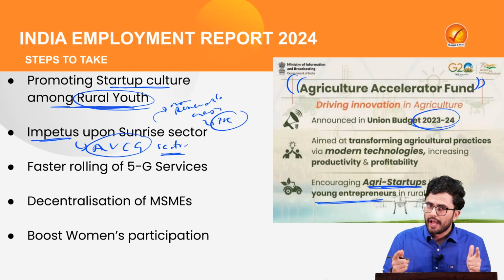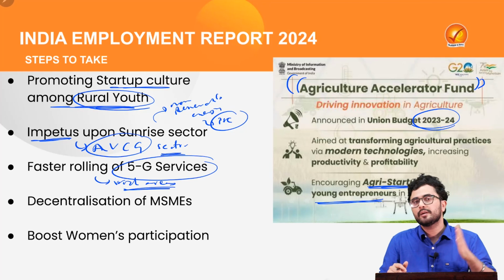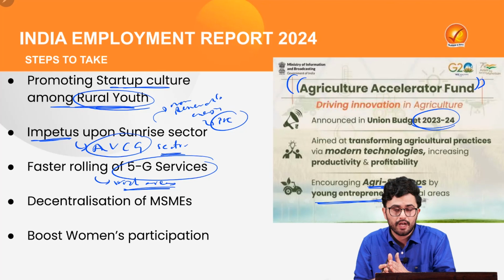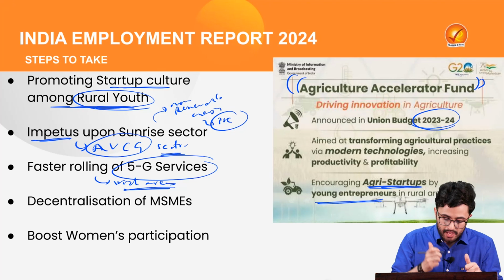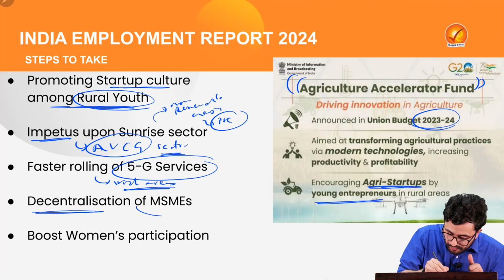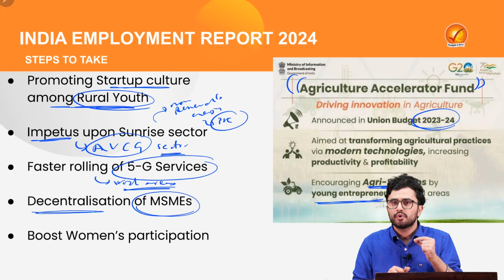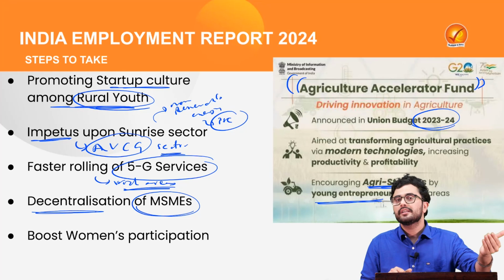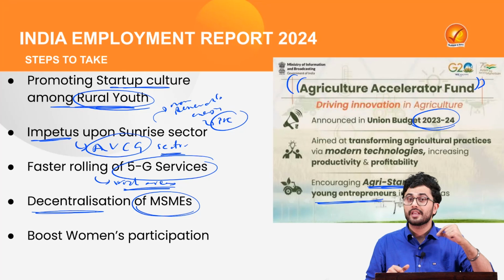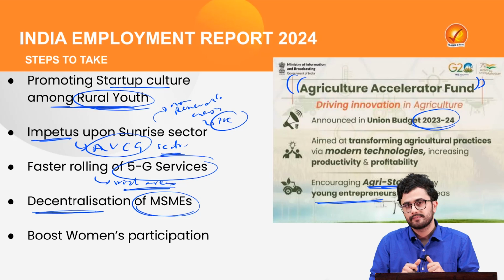Also, the government should try to faster roll out 5G services, specifically in the rural areas, to bring them under the ambit of Digital India and decline the digital divide which persists in our country. Then the government shall also aim for the decentralization of micro, small and medium industries to provide them with autonomous functioning and to create independent functions and launch several new products which are more suitable for the local needs.